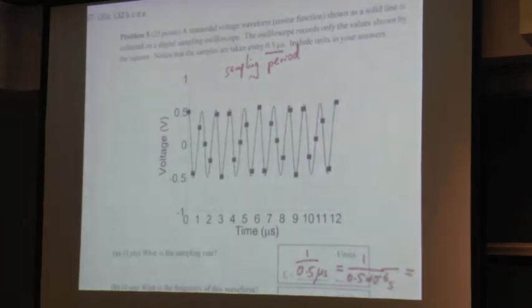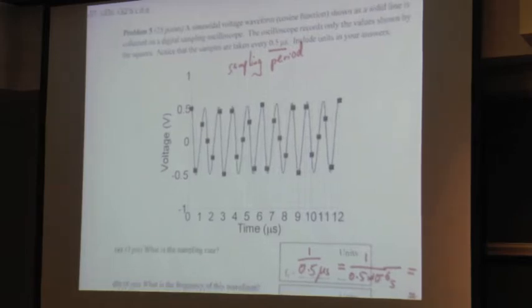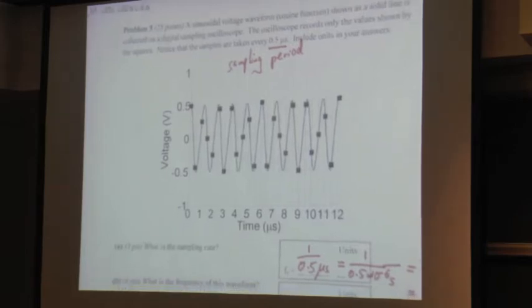So if we calculate that, that's 2 times 10 to the 6 hertz. Right? 1 divided by seconds is hertz. Hertz is the unit for frequency, so this is number of cycles per second. And that's much better described as 2 megahertz.